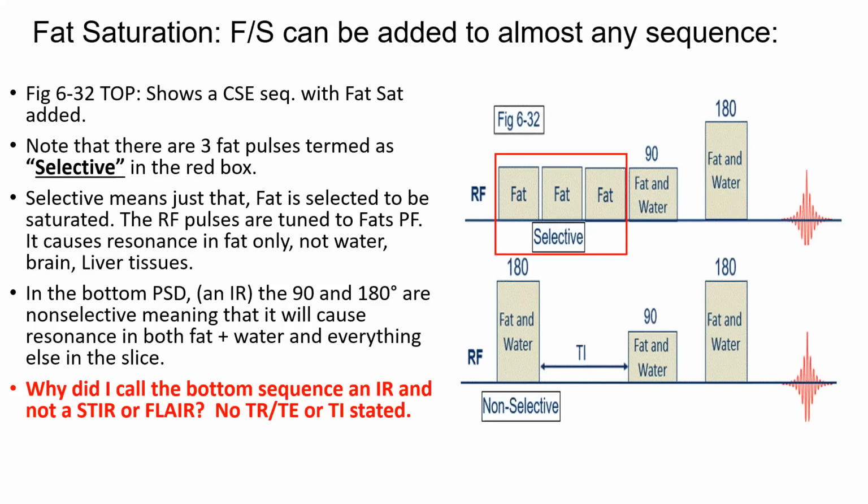of fat. Down below, that's inversion recovery, because you can see that it says TI right here. Why did I call the bottom sequence inversion recovery and not STIR and FLAIR? Because there's no TI stated. So if you saw this diagram right here and they said, what kind of sequence is that? You're going to know that it's inversion recovery.